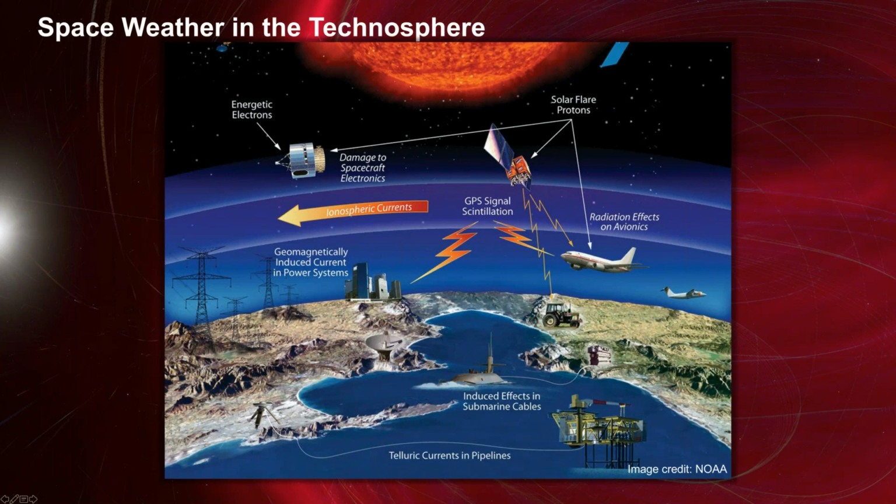basically in the near-Earth atmosphere, about 100 kilometers altitude or so, the atmosphere is ionized, and we use that ionized layer of the atmosphere for communications. And so when that layer of the atmosphere is disturbed by the solar disturbances, you can have significant effects on communication, and in particular GPS signal scintillation.